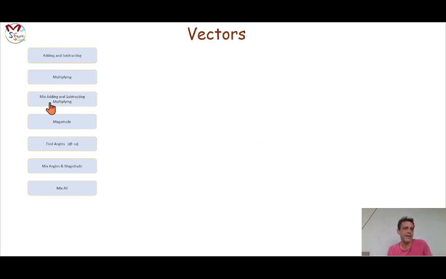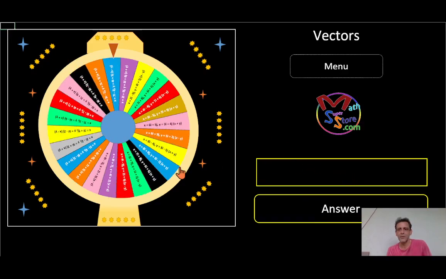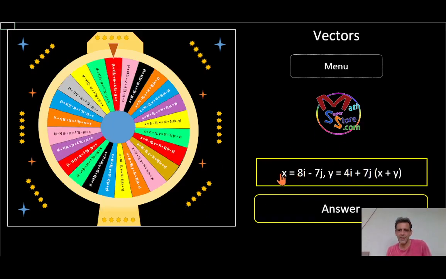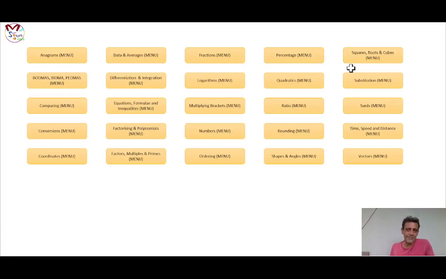Here we've got adding, subtracting, multiplying, and a mix of adding, subtracting, multiplying. We've got magnitude of vectors, finding the angles between vectors, mix angles and magnitude, or mix them all. And if we were going to do some adding and subtracting, we've got i and j as the vectors, and X equals 8i plus 7j, Y equals 4i plus 7j. So add vector X and Y. We've got 12i and just 12i, because the j's eliminate. And that was it. So that's the menus.